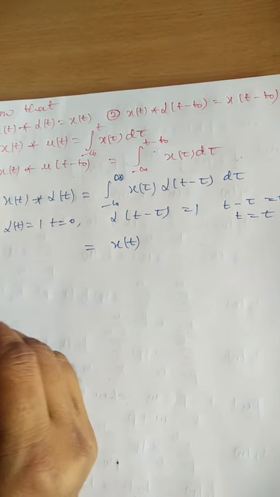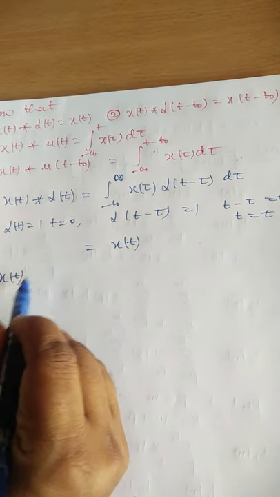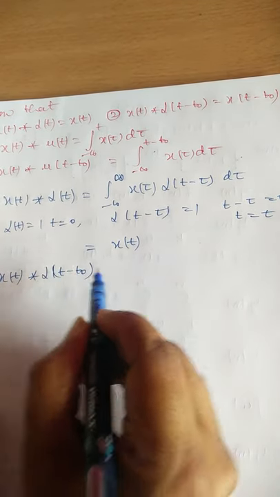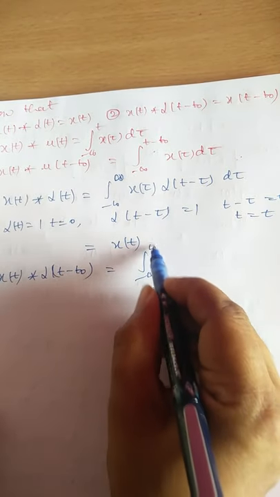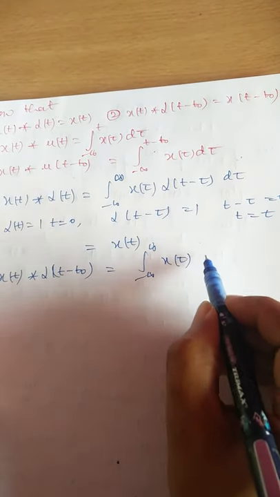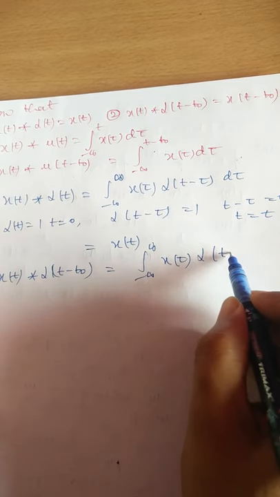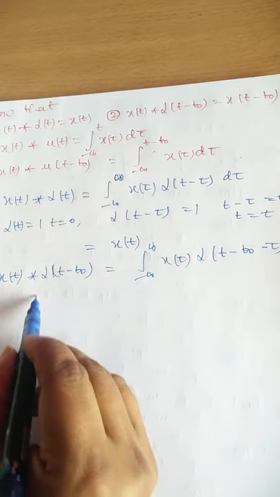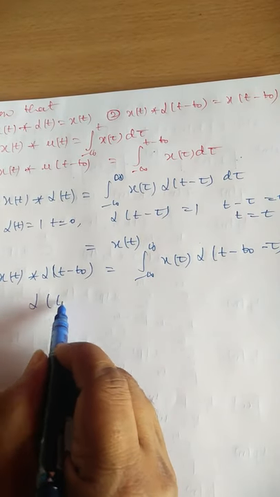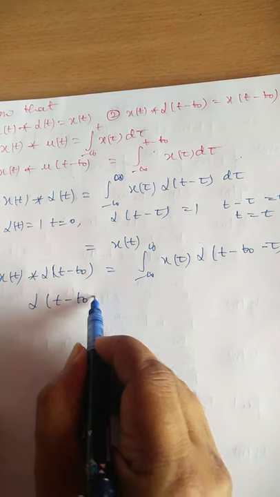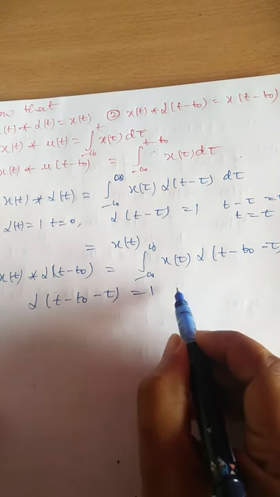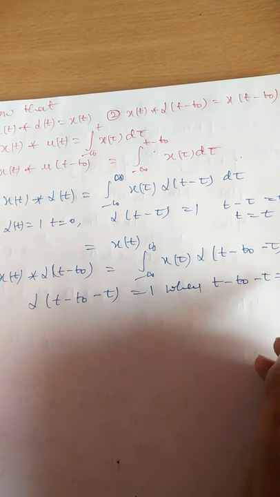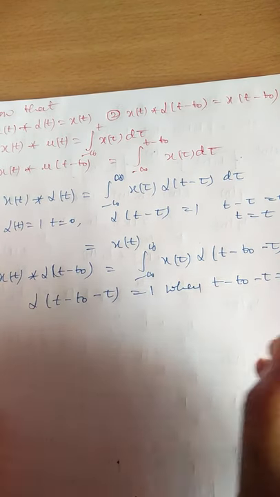Second one: x of t is linearly convolved with delta of t minus t naught, that is the integral from minus infinity to plus infinity of x of tau delta of t minus t naught minus tau d tau. From the definition of the impulse function, delta of t minus t naught minus tau is equal to 1 when t minus t naught minus tau is equal to 0.